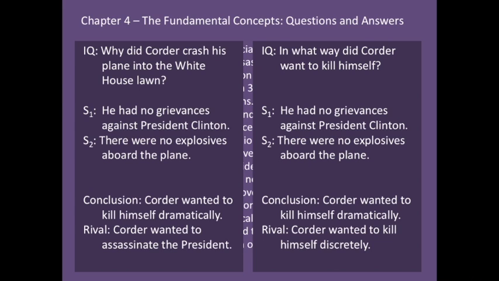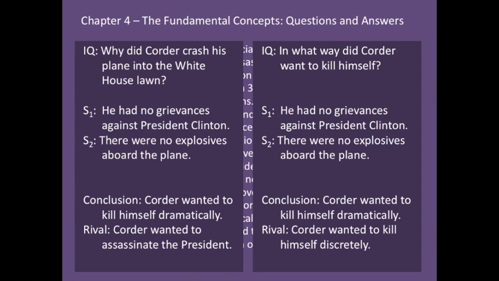Possible answers include wanting to kill himself dramatically or wanting to kill himself discreetly, and support like him not having grievances against President Clinton and there being no explosives aboard the plane are supposed to show that Corder wanted to kill himself dramatically instead of discreetly. Now, if that didn't make sense, that's because it doesn't make sense. That interpretation does not fit what the investigators in the original passage were trying to do.